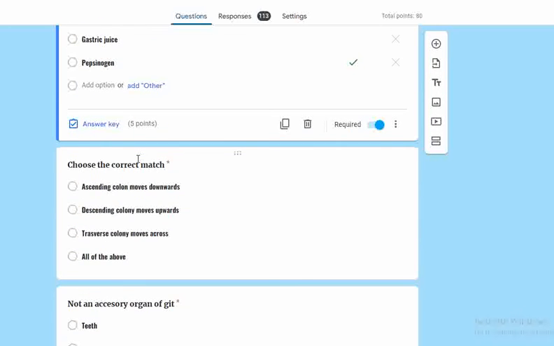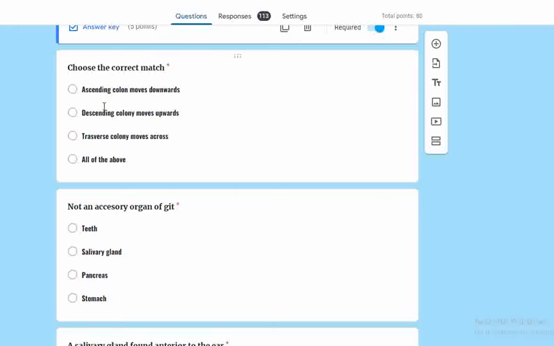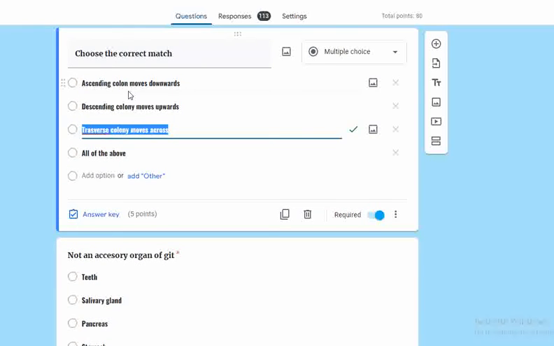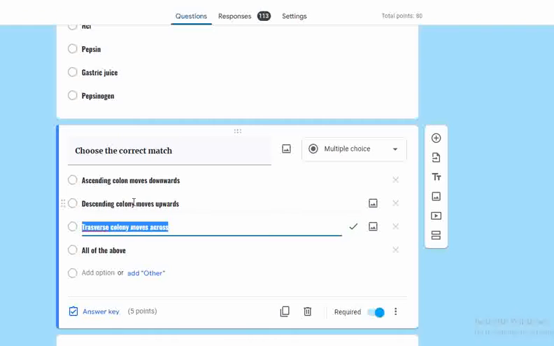Now the next question is simple. Choose the correct match. Match in what? In anything. When somebody says match, it can be match in meaning, match in whatever. You can see: ascending colon moves downwards, descending colon moves upwards, transverse colon moves across, then all of the above. Something ascending is supposed to be moving up, not downward, so it's wrong. Descending is supposed to be moving downward, not up. The transverse colon is the colon part which passes across the abdomen, the belly. So you just need to know the location and structural orientation of the colon.